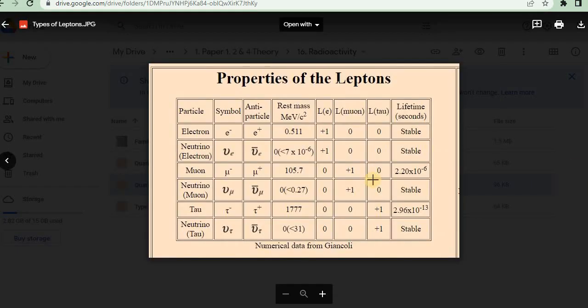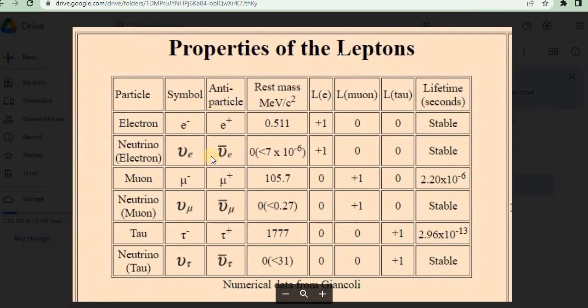Then I will also show you the leptons. There are 6 leptons, and the antiparticles are also there.